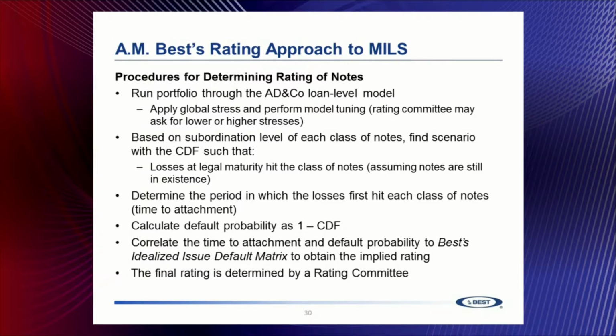In this presentation, we assume that it's always 10 years, the legal maturity of the notes. In rare cases, the time to attachment can be less than legal maturity, especially for the Class 1 note. However, it is quite technical, so I'm not going to go into details here. From the CDF associated with the class of notes, we can calculate the default probability of that class of notes as 1 minus CDF. From both the time to attachment and the probability of default, we can correlate that to the idealized issuer default matrix to obtain the implied rating.